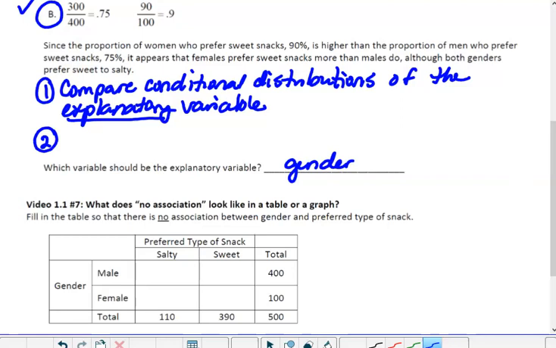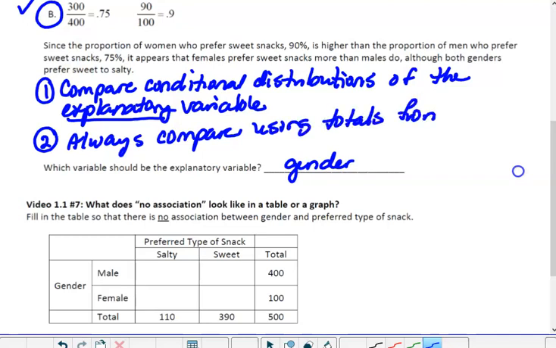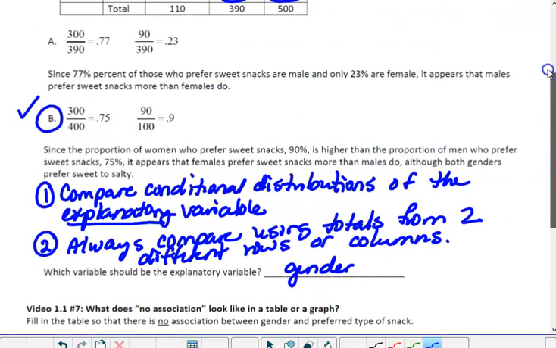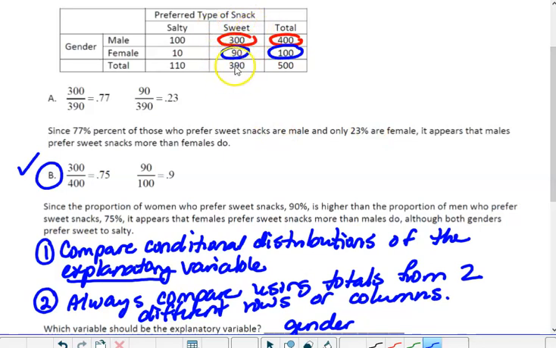Number two is you always want to compare using totals from two different rows or columns. In our first example, we only looked at one column, the sweet column, and used 390 as our total for both fractions. So we're basically saying out of all the people who preferred sweet snacks, 300 were male and 90 were female, which really doesn't tell us anything because it doesn't tell us how many males and females there were to start with. Since there are 4 times more males than females, we would expect there to be a lot more males in the sweet group than females. So this is incomplete information when we're not comparing two different row or column totals.